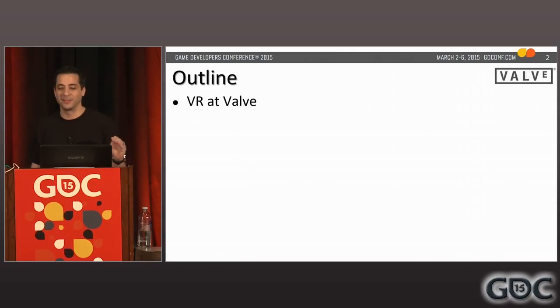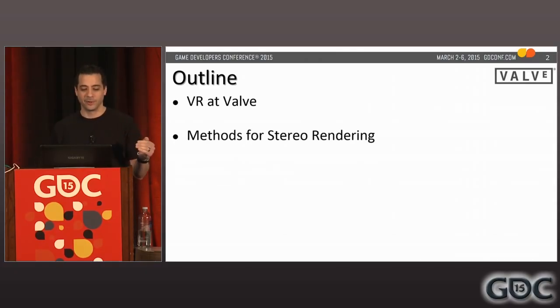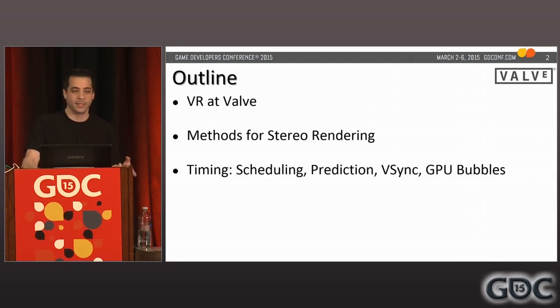I'll mention them briefly. I'll start with a pretty brief overview of stereo rendering and different methods for doing that. I'm not going to spend too much time there. It's a pretty well-known topic, but I do want to cover a few things. Then I'm going to get into the meat of the talk. The next three sections are really the bulk of what I want to talk about today.